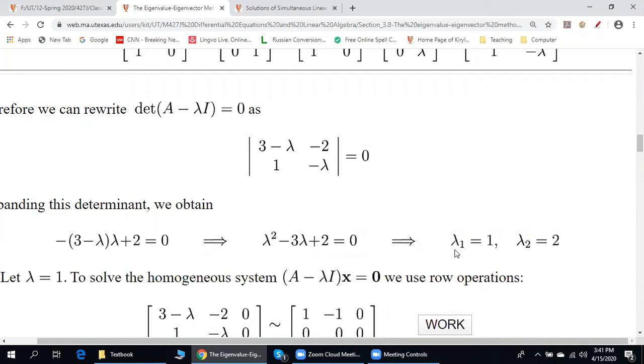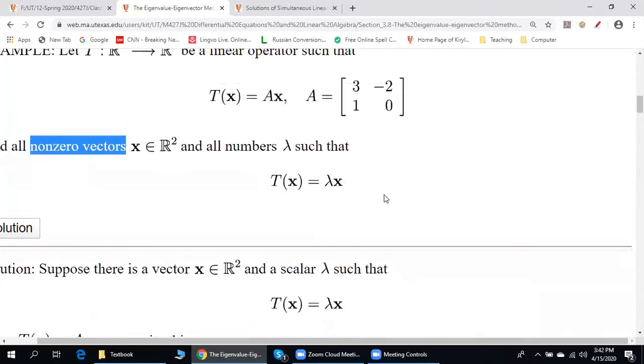Therefore, the only two values for which T of x is equal to lambda x are lambda equal to 1 and lambda equal to 2. We solved 50% of our problem. We found lambdas, all lambdas, for which T of x is equal to lambda x. But then how do we find vectors?